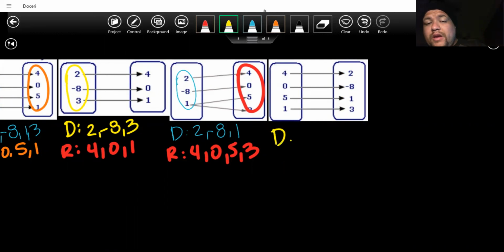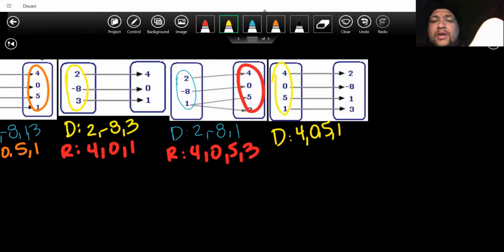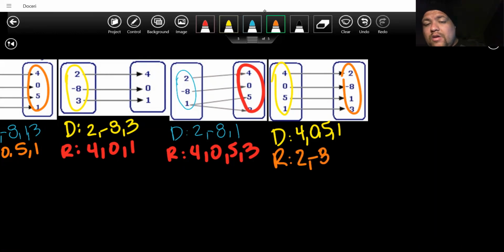Domain will be 4, 0, 5, 1. 4, 0, 5, 1 represents domain. See inputs. Let's try to highlight that for you guys. And our last one's our range will be 2, -8, 1, and 3. So that's all you really have to do for those. Let's continue. I think I have one more.